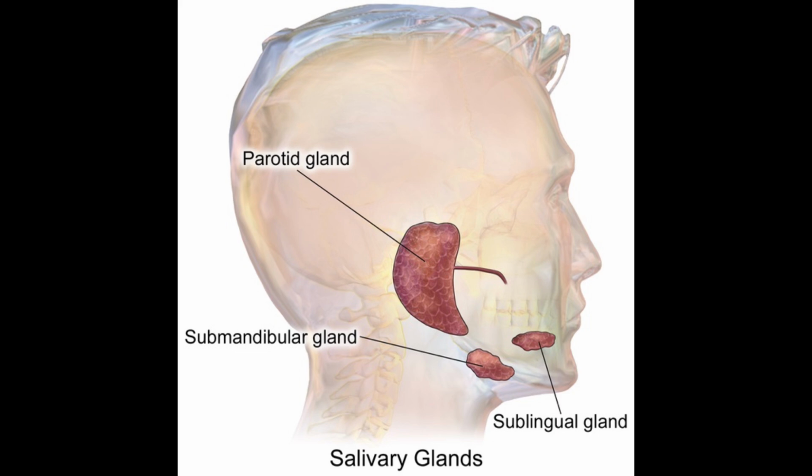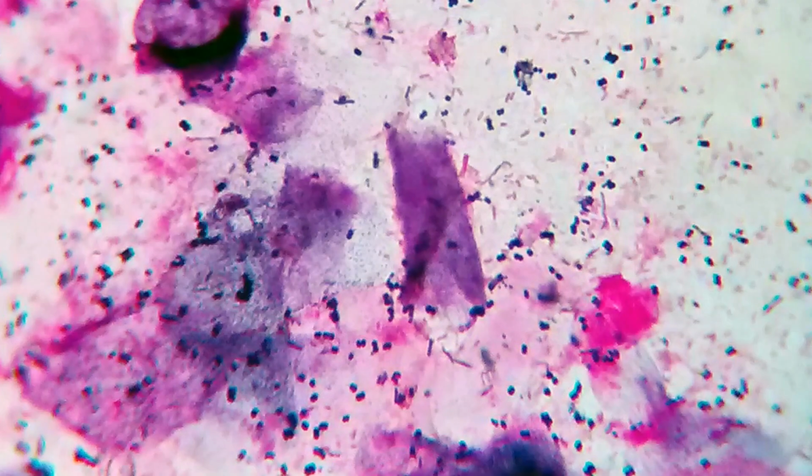Saliva is almost entirely water, but there are other things there as well, including electrolytes, mucus, white blood cells, some epithelial cells from the inside of your mouth, and importantly, enzymes.